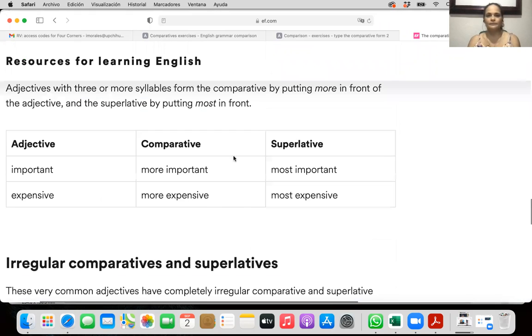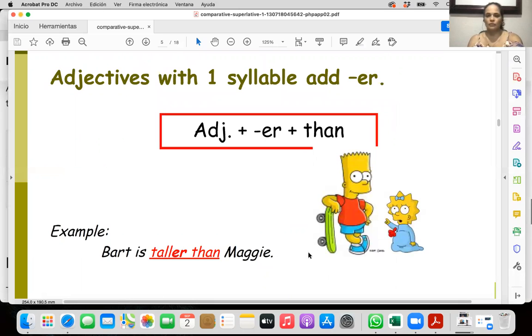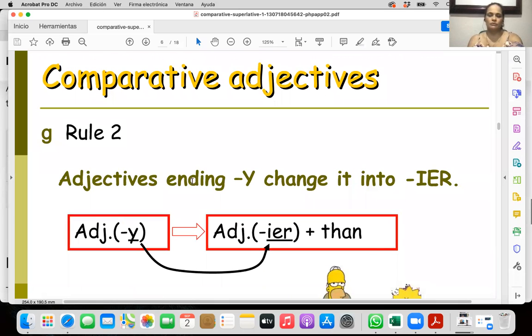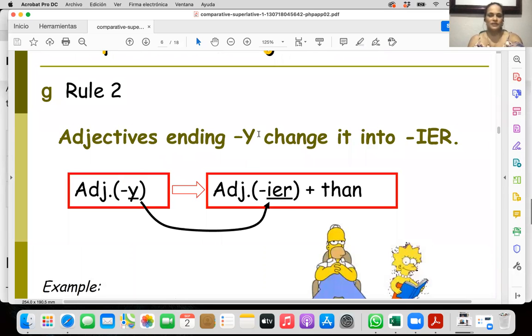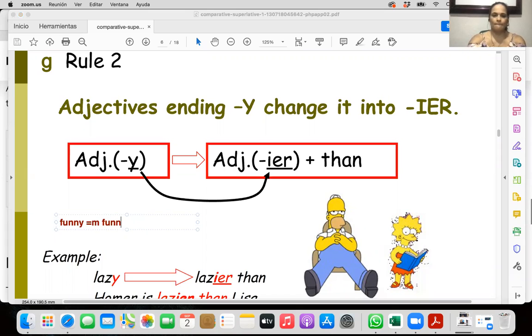Okay, and then let me go back to my presentation. So we said that was rule number 1. Rule number 2, we talked about adjectives ending in Y, and I gave you the example of funny, pretty, and happy. What happened to the word funny? Let me write it again here so that you remember. We said that the word funny was going to change to funnier, right? Because we dropped the Y, eliminated the Y, and then added IER plus than.